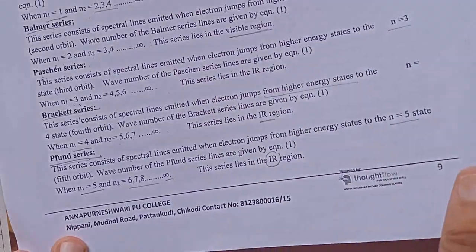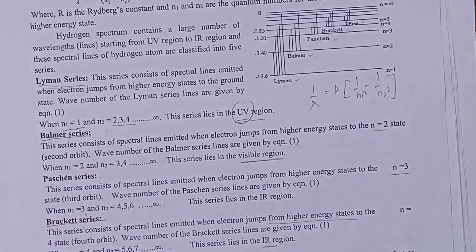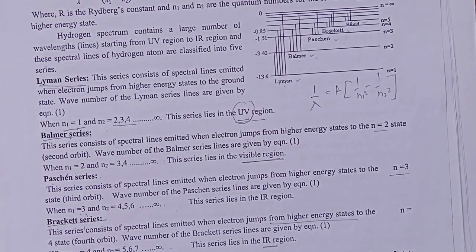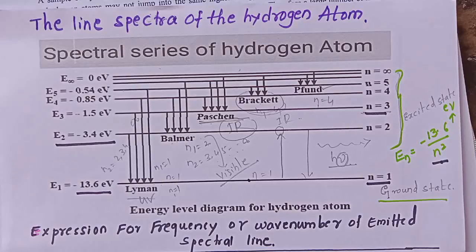So in this way we have explained the five series of the line emission spectra of the hydrogen atom. Very simple. We have the five series here: Lyman, Balmer, Paschen, Brackett and Pfund. Lyman belongs to UV, Balmer belongs to visible, and Paschen, Brackett and Pfund belong to the IR region of the electromagnetic spectrum. With this discussion, we covered the expression for the frequency and wavelength of the emitted spectral line of the hydrogen atom, and explained the five spectral series of the hydrogen atom.